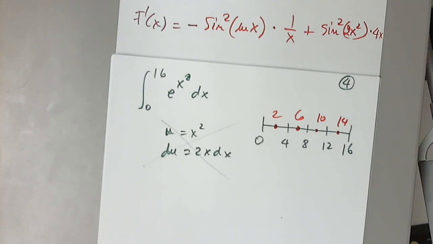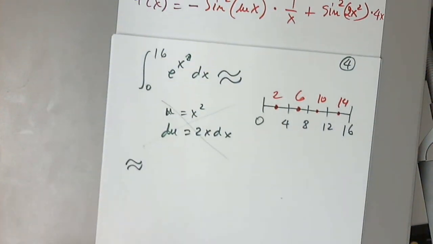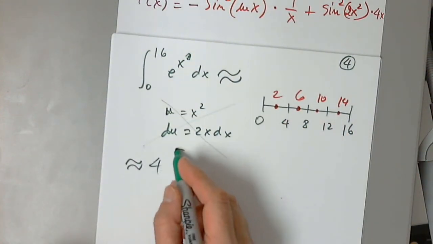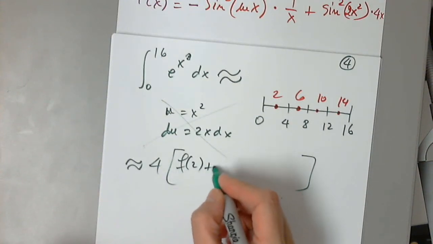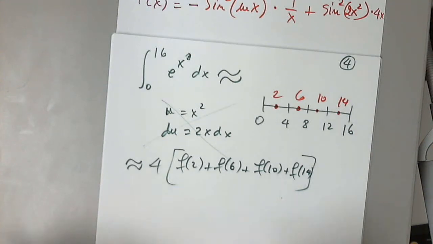So imagine the function above this interval between 0 and 16. I need to find the area of the first subinterval: f of 2 times 4 plus f of 6 times 4 plus f of 10 times 4 plus f of 14 times 4. 4 subintervals. Since the base is 4 for all of them, I'm just going to write f of 2 plus f of 6 plus f of 10 plus f of 14. That's all I need.